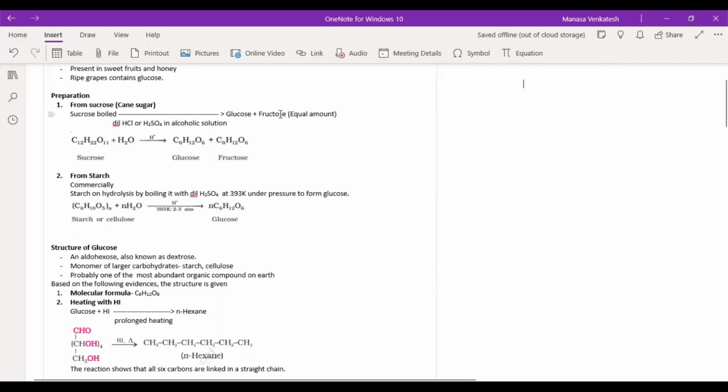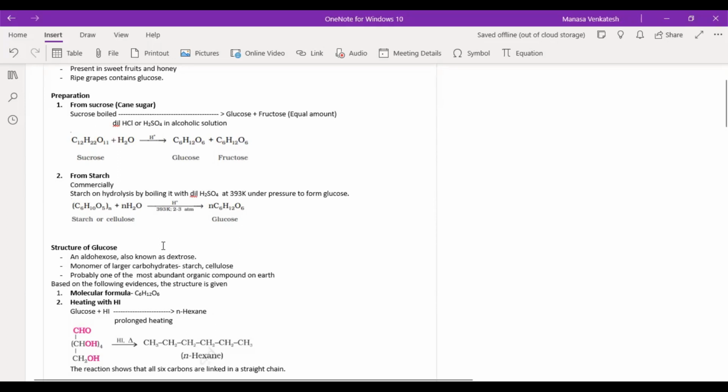The second method is preparation from starch. Now, starch is actually a polysaccharide, and a polysaccharide is made up of many monosaccharide units. So starch or cellulose, when it's hydrolyzed by boiling it with, again, dilute H2SO4 at a specific temperature under pressure, forms glucose. It's a monosaccharide unit.